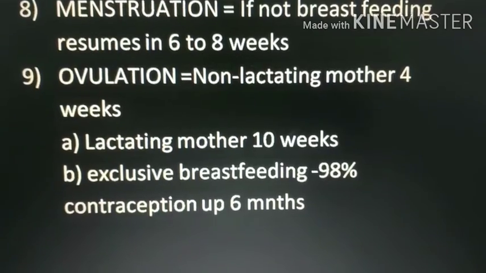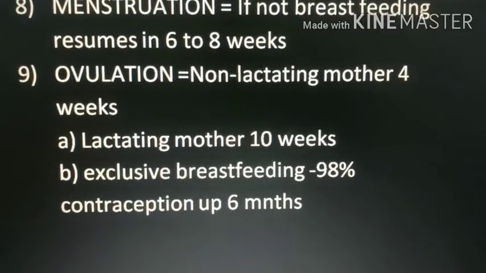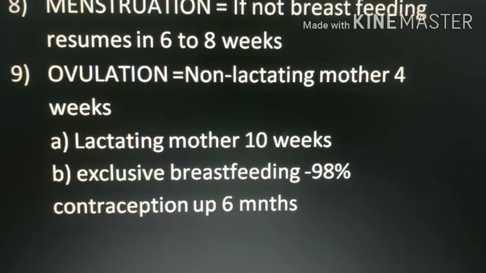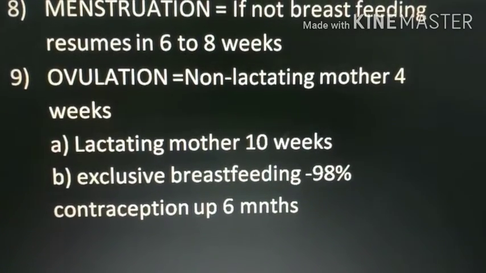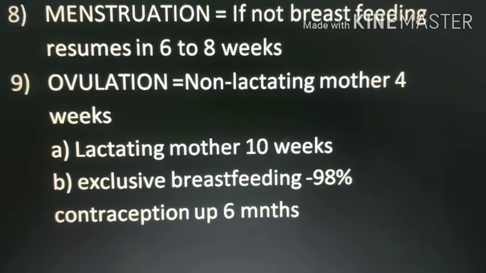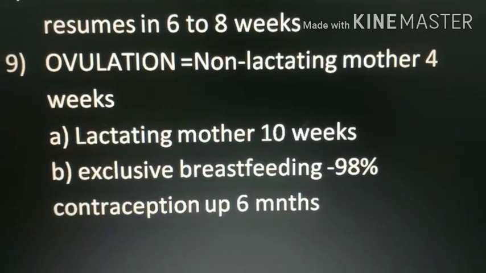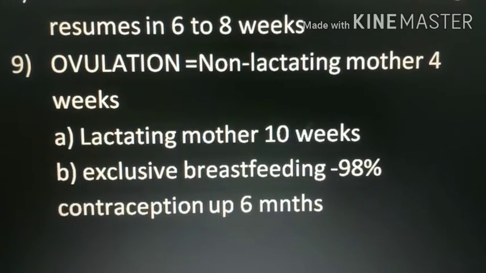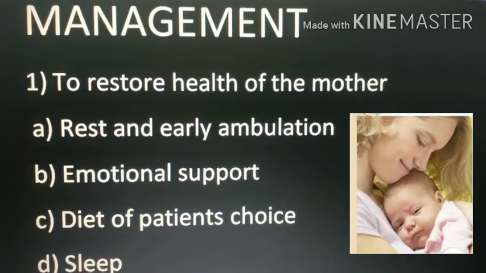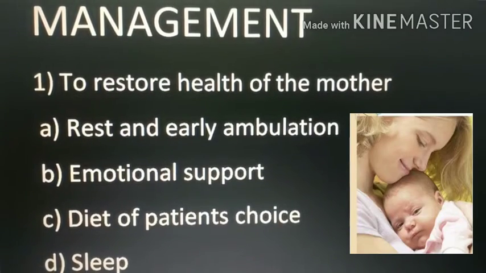Next is menstruation. If the mother is not breastfeeding, then it will resume in the 6th to 8th week. Ovulation. If the mother is non-lactating, then it will occur as early as the 4th week. In a lactating mother, it will occur on the 10th week after the delivery. Exclusive breastfeeding mother, 98% contraception up to 6 weeks. The physiological basis of anovulation and amenorrhea is due to the elevated levels of serum prolactin, which is associated with suckling. Next is management. To restore the health of the mother, rest and early ambulation, means walking slowly.